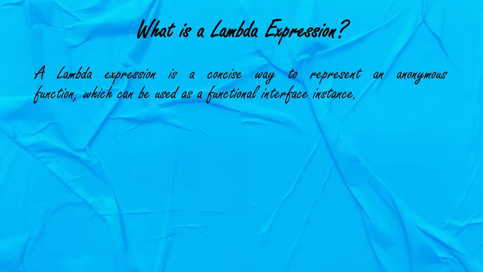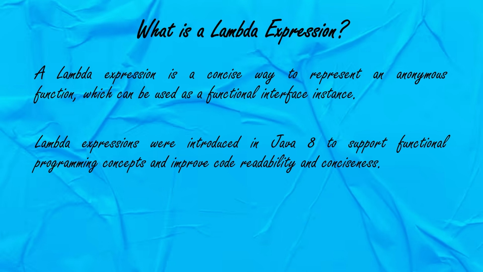As per the definition, a lambda expression is a concise way to represent an anonymous function which can be used as a functional interface instance. Now if you don't know what's an anonymous function, just assume it's a method in Java which doesn't have any particular name. And what is a functional interface? That you will come to know very soon. They also say lambda expressions were introduced in Java 8 to support functional programming concepts and improve code readability and conciseness. This you will directly come to know when we start our coding part.